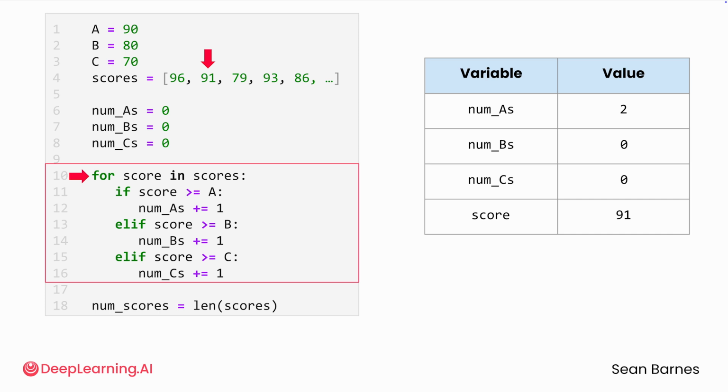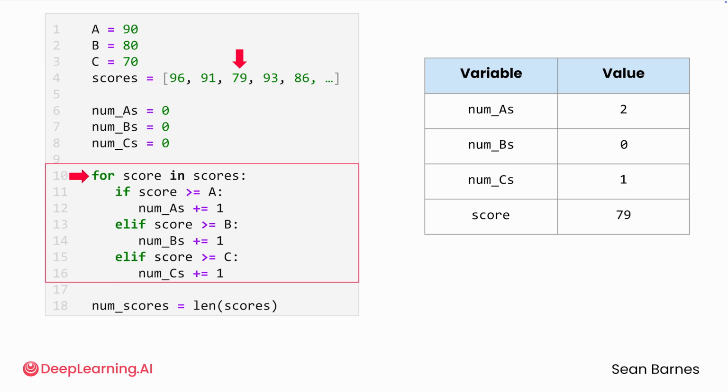In the next iteration, score has the value 79. The computer first checks if score is greater than or equal to A, which is 90, but that expression is false, so the next line of code is skipped. Then, the computer checks the next condition, else if score is greater than or equal to B. Since B is 80, this expression is also false, so the computer skips the next line and moves to the next elif block. This condition is true, so the computer executes the line under elif, adding 1 to the number of C's, which is now 1. The loop then returns to the top.